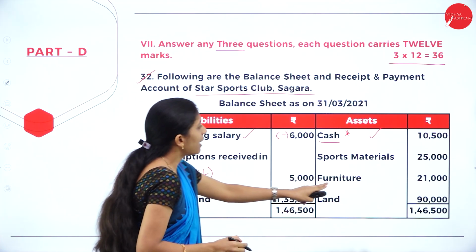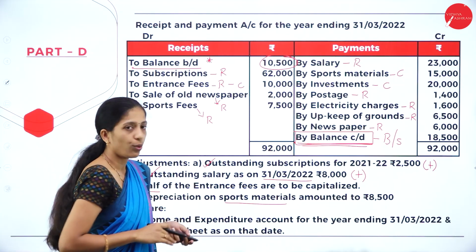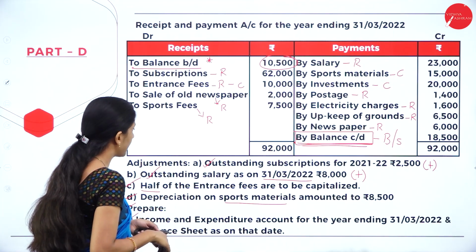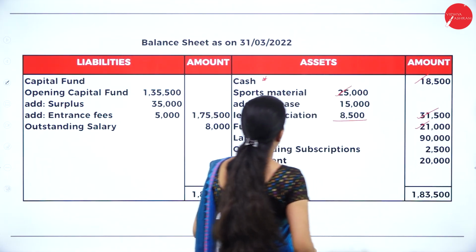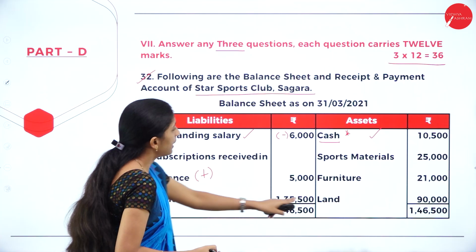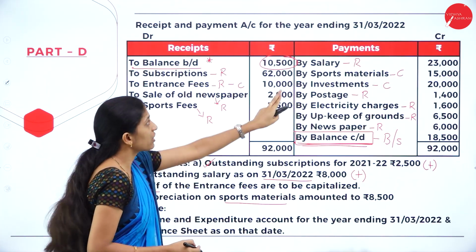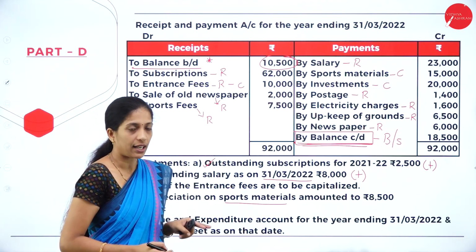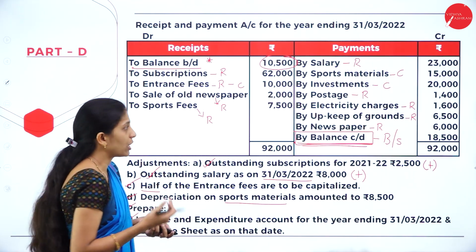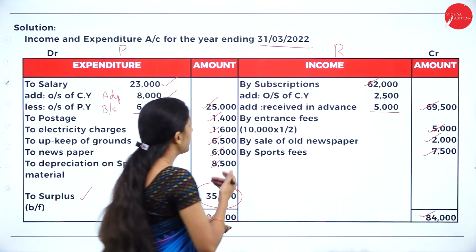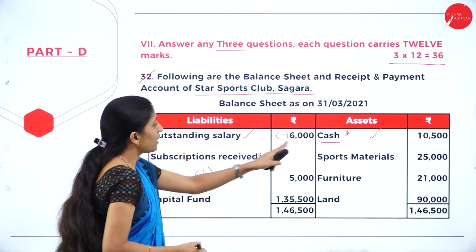Next one, we have furniture 21,000. Let us see, is any furniture purchased here? No. Any adjustment relating to furniture? Nothing. So write directly, furniture 21,000. Next, we have land 90,000. There is no purchase of land. If it is purchased, it will be there in the receipt and payment account. In the same way, there is no depreciation or appreciation, so write it directly. Land 90,000. We are done with all the assets.